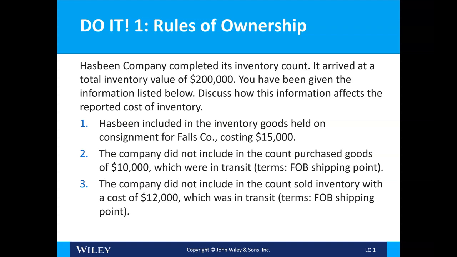Has been included in the inventory goods held on consignment for Falls Company cost $15,000. Well, they don't own those goods, so you would need to subtract that. So you're looking at inventory now actually 185,000.